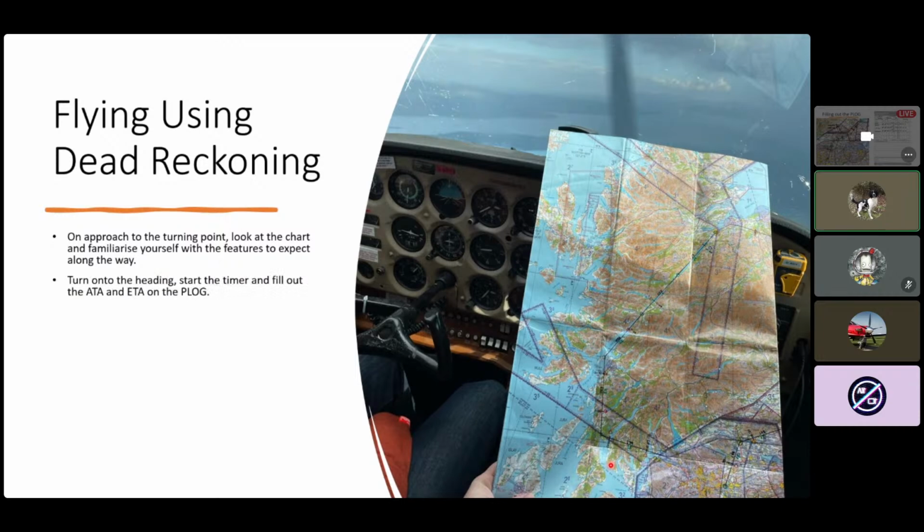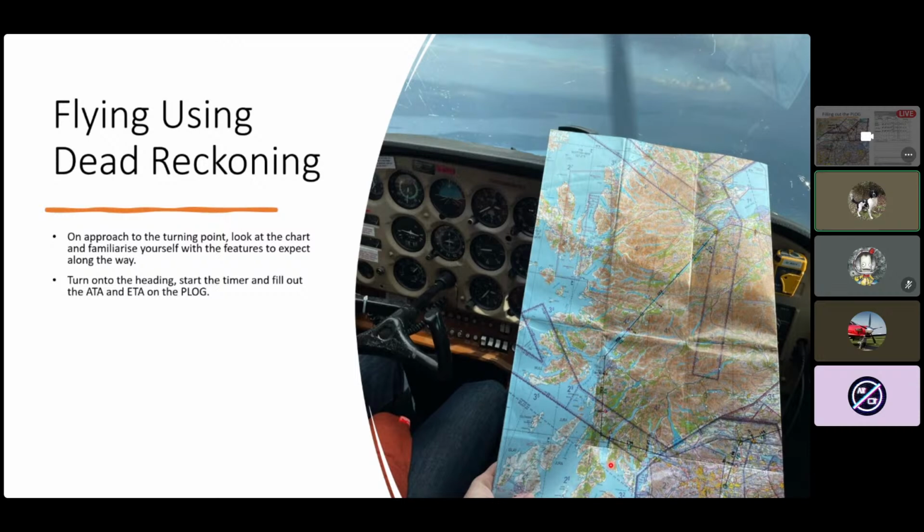Once I get to the turning point, once I determine that I'm overhead the turning point, I'll turn onto the heading, I'll start the timer, and then I'll populate my estimated time of arrival. Now, some people do all this on the ground, but the problem with that is if you do all your ETAs on the ground, you then have to manually correct those ETAs if your departure time was off. Say you get held for 5 or 10 minutes at the holding point waiting to take off. All of your ETAs will then be off.